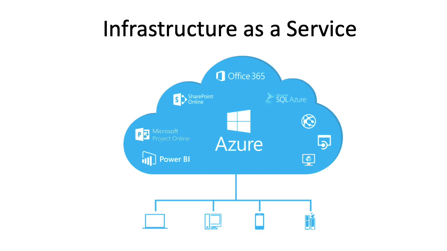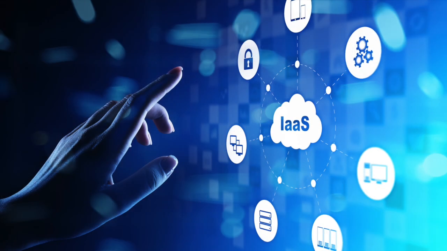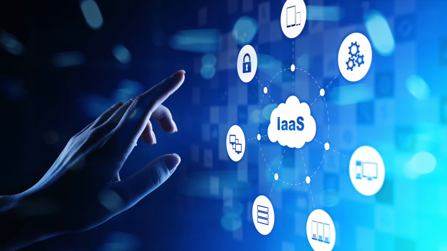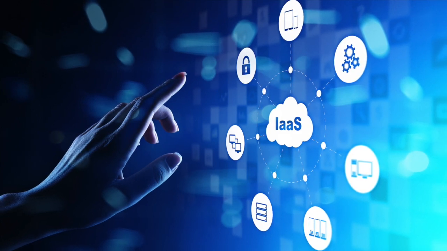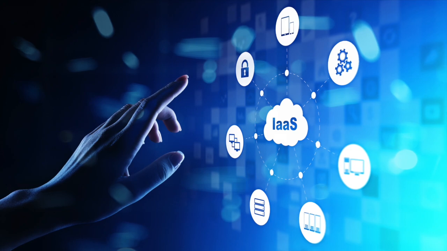Resources that can be provided through Infrastructure as a Service include servers, virtual machines, networking resources, and storage. Moving these services to the cloud provides greater reliability and availability. Infrastructure as a Service also reduces the need for on-site technicians to administer and maintain the physical equipment.